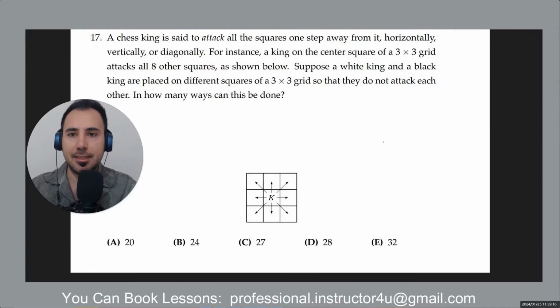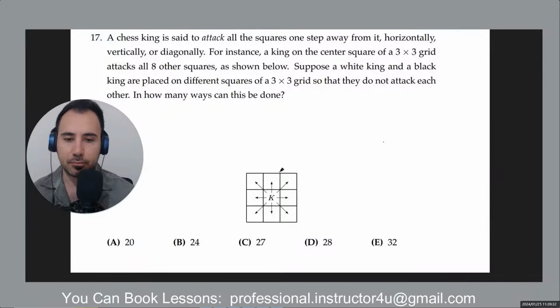A chess king is said to attack all the squares one step away from it, horizontally, vertically, or diagonally. For instance, a king on the center square of a 3 by 3 grid attacks all 8 other squares as shown below. This is like the actual chess game. The king is allowed to move in all directions and also attack in all directions around it. Suppose a white king and a black king are placed on different squares of a 3 by 3 grid so that they do not attack each other. In how many ways can this be done?